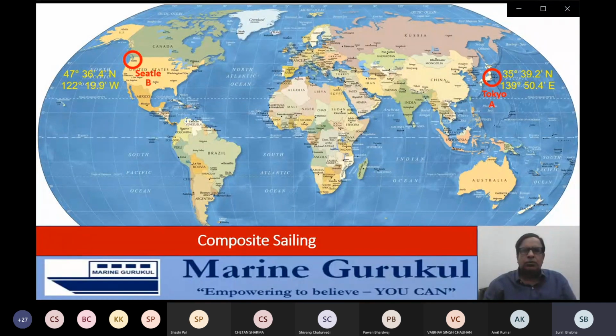Obviously, our preferred route shall be great circle sailing to save on time. And in this case, you can see it shall be across the 180th meridian, across Pacific on an easterly track.